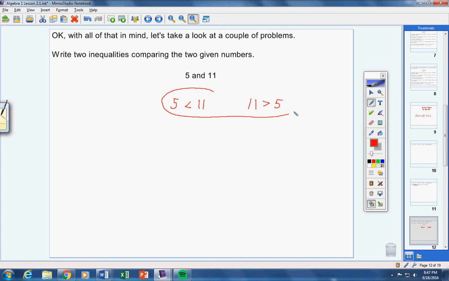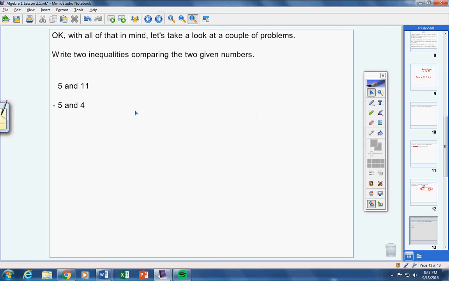And I want both of those. The directions say to write two inequalities. That's it. You leave the numbers like they are, the 5 first and the 11, and write the correct inequality. Then swap the numbers around and write the correct inequality. It's really pretty simple. Let's do it again. Take these two numbers and write two inequalities.